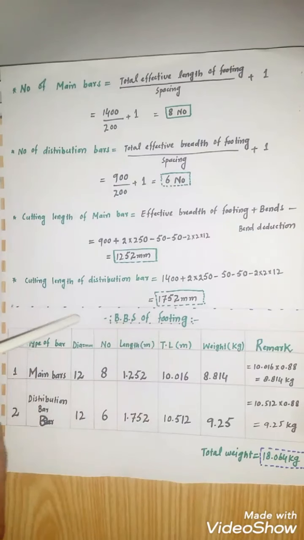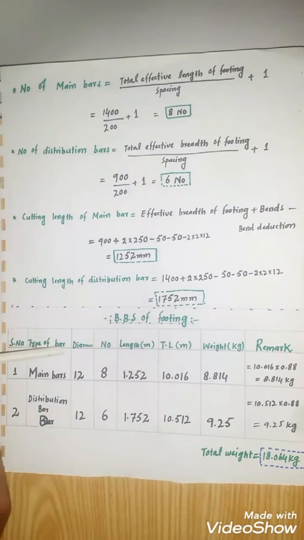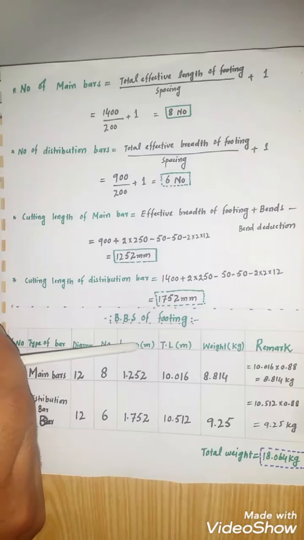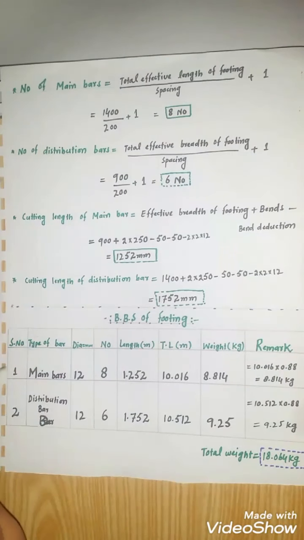BBS of footing. For making the BBS of footing, you need to make this type of table: serial number, type of bar, diameter of bar in millimeter, number, length in meter, total length in meter, weight in kg, and remark.